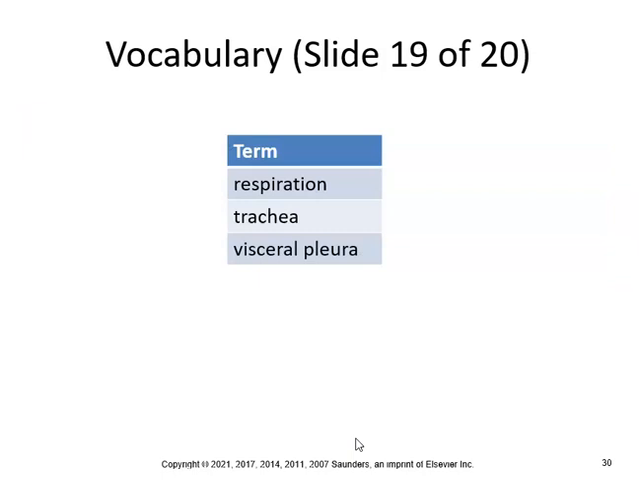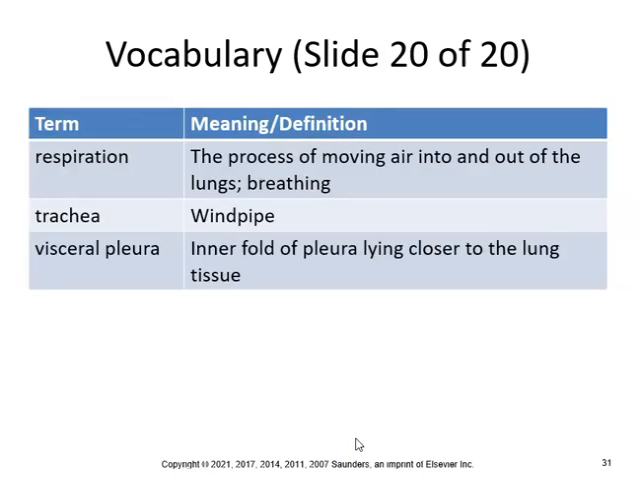So respiration, trachea, and the visceral pleura. Again, the respiration is the process of moving air into and out of the lungs, which is technically breathing. Trachea is the windpipe, visceral pleura, inner fold of pleura lying closer to the lung tissue. Okay.